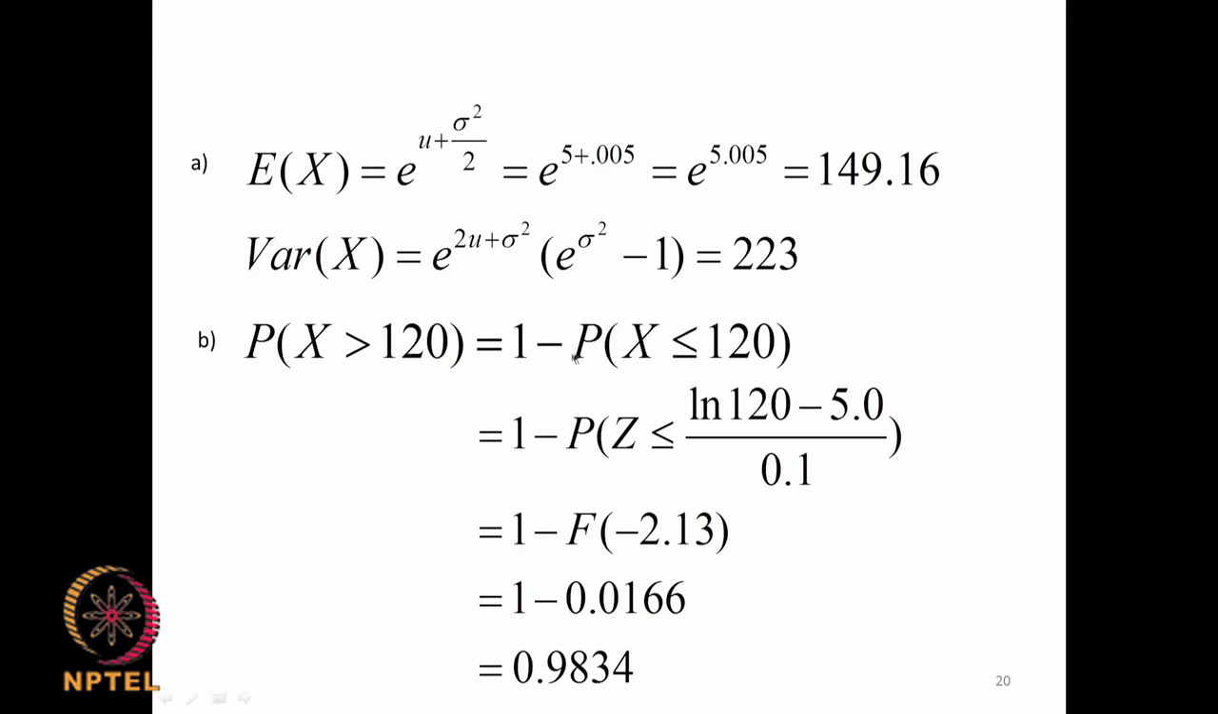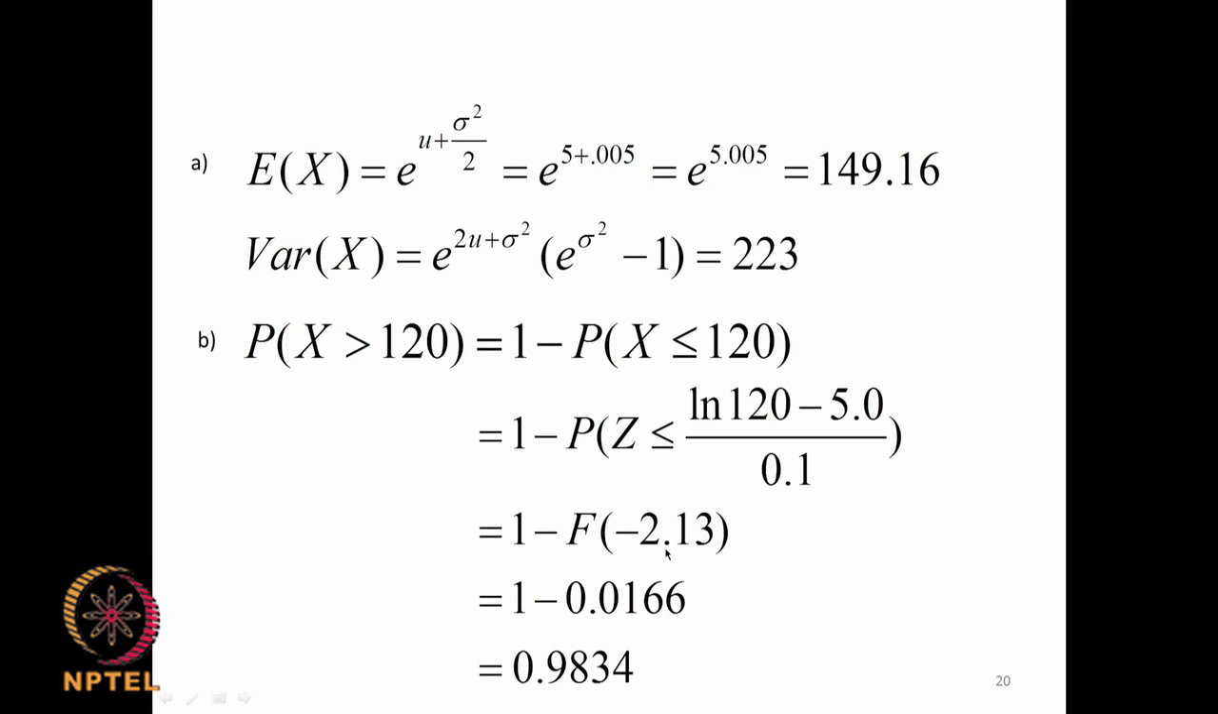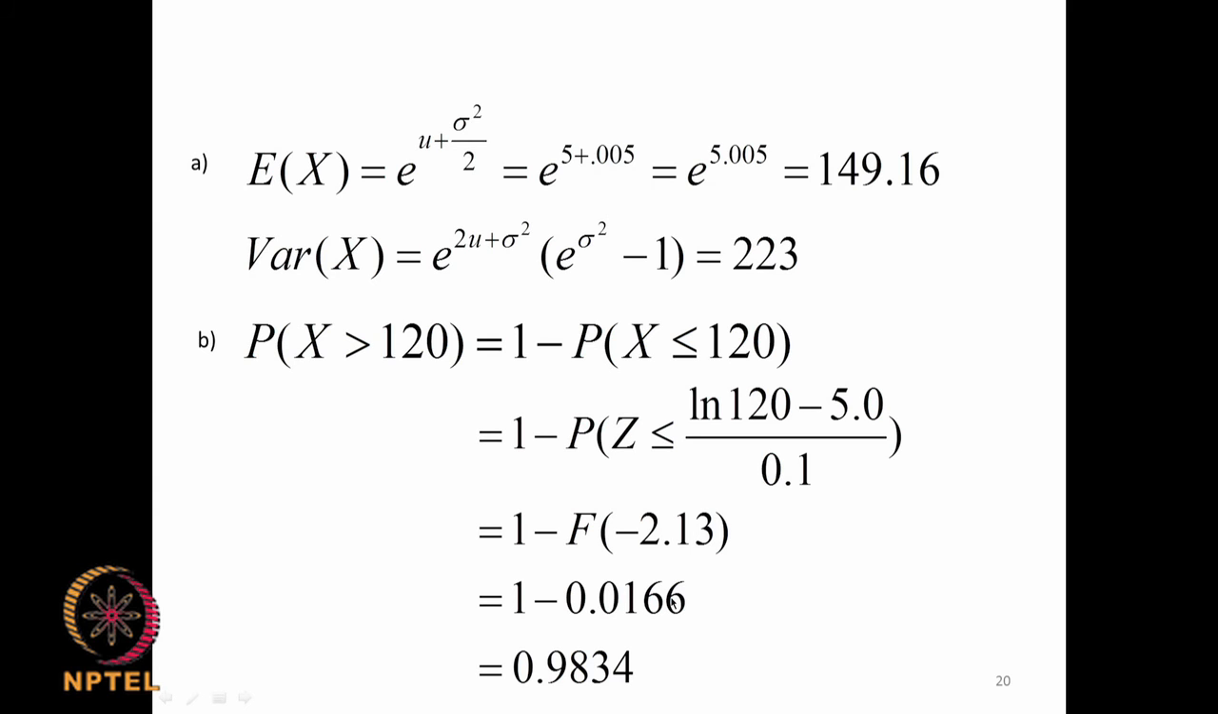So what do we do? We calculate 1 minus the probability of x less than 120, you all remember that, right? And then we calculate the z. If you remember our old z, how do you calculate? x minus mu by sigma, right? So here we take the logarithm of x, 120 for x, mu is 5, sigma is 0.1, so we get 2.13. Remember our old z table, 2.13, 0.0166. So 1 minus 0.0166 is 0.983. So the probability of having x greater than 120 is 0.9833. So here we have to use the z table, and remember x minus mu by sigma is our z, but here we take the logarithm of x, that is the only difference.